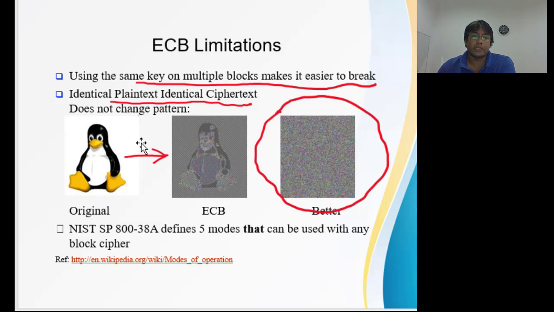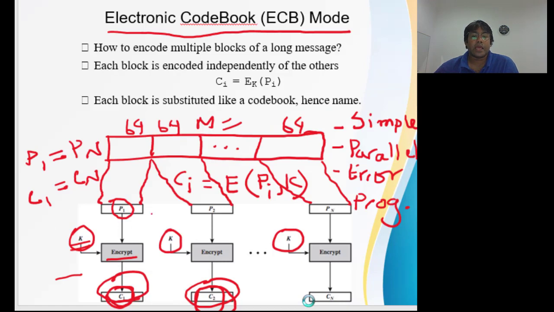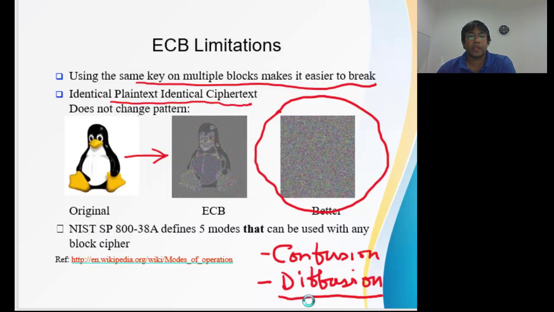Another problem that remains here is that, remember we discussed in the class, according to Shannon, block cipher techniques should have two properties. One is confusion. The second one is diffusion. In case of diffusion, a single plain text should have an impact on many ciphertext, which we are not achieving because we are processing each plain text separately. So these are the advantages and limitations of electronic codebook.